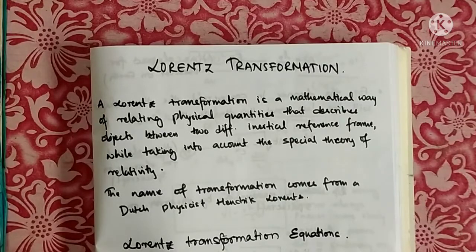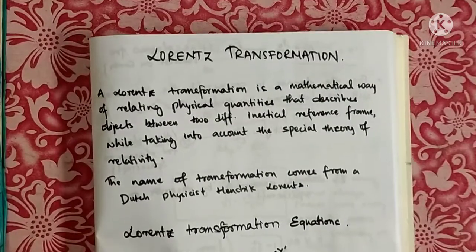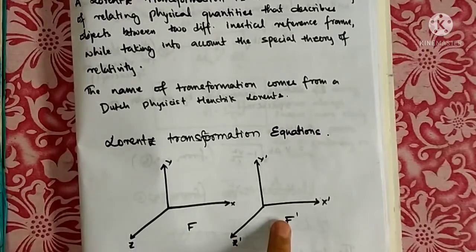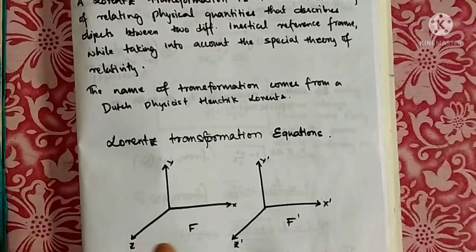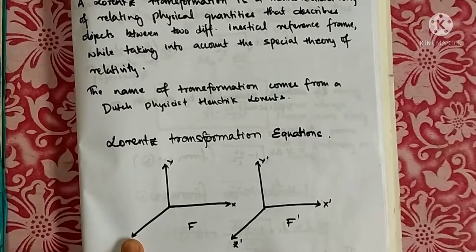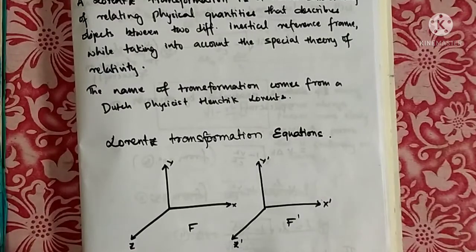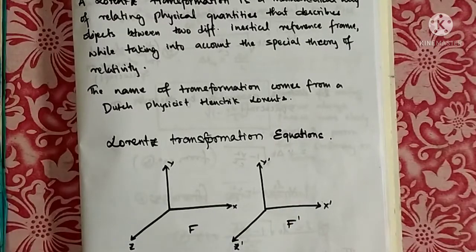We will now derive the Lorentz transformation equations that basically allow us to make the relation between two different inertial reference frames. So let us suppose we have two inertial reference frames F and F prime. F consists of x, y and z axes, while F prime consists of x prime, y prime and z prime axes. Time in frame F is given by t and time in frame F prime is given by t prime.